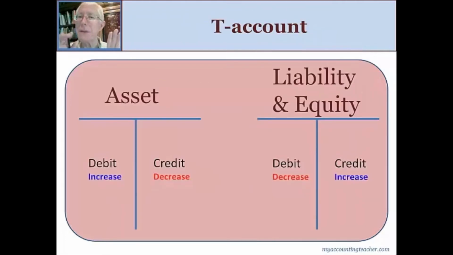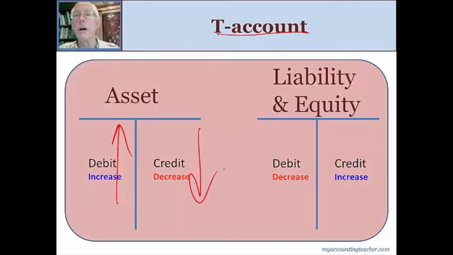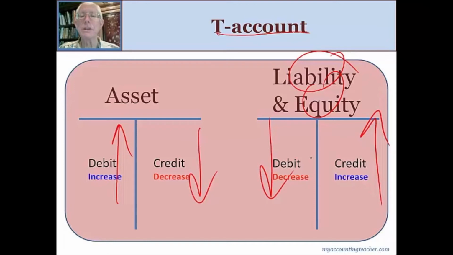Let's make sure that we review this one more time. Increases in assets are shown with debits on the left side of the page. Decreases in assets are shown with credits on the right side of the page. Increases in liabilities and equities are shown with credits on the right side of the page. Decreases are shown with debits. You say, wait, they're exactly opposite. Yeah, they are exactly opposite.